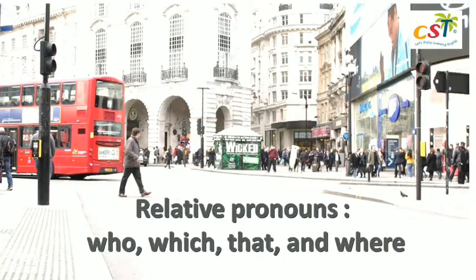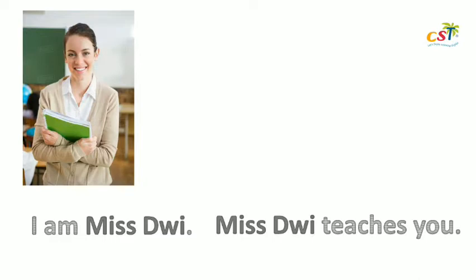Now, let me explain about that. Please listen carefully. In relative pronouns, you combine two sentences into one using who, that, which, or where. Just look at the screen. I am Miss Dewey, the first sentence, and the second sentence is Miss Dewey teaches you. Two sentences and we have the same Miss Dewey, but it is too much. We can take away one Miss Dewey by using relative pronouns.